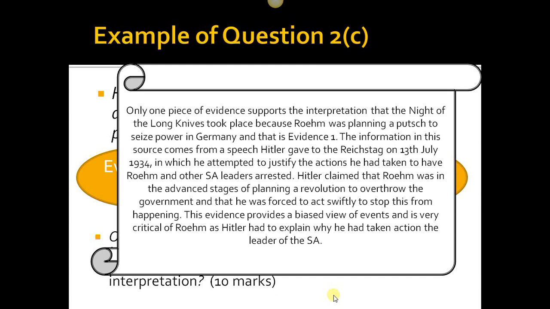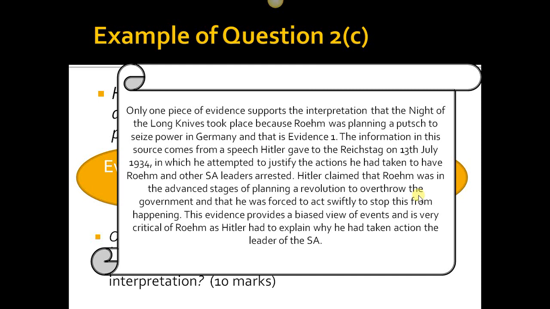Okay, so you're just playing detective. I mean, they've given you 2 different types of interpretation. So he's stating that the first one, it's only Hitler in his speech that's saying Rome really was planning a putsch to take over. The information in this source comes from a speech Hitler gave to the Reichstag on the 30th of July 1934, in which he attempted to justify the actions he had taken to have Rome and other SA leaders arrested. Hitler claimed that Rome was in the advanced stages of planning a revolution to overthrow the government, and that he was forced to act swiftly to stop this from happening.